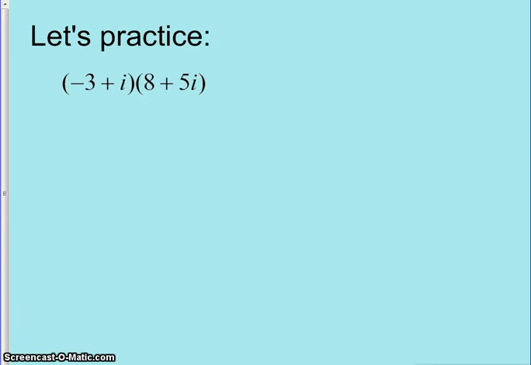Alright, so what I'd like for you to do is pause. Either use the FOIL method, use the box method, or just simply distribute the first complex number onto the second and multiply these two complex numbers. So give it a shot, pause, and see how you do.